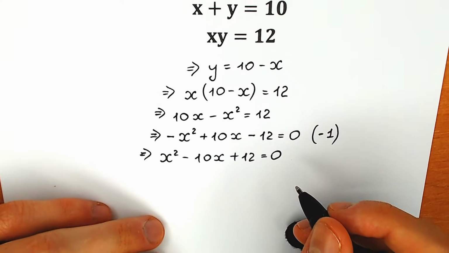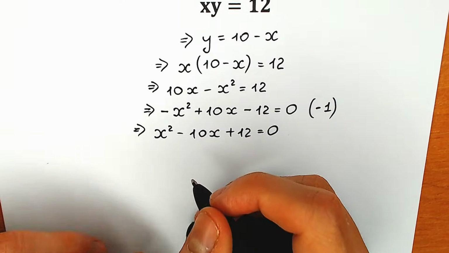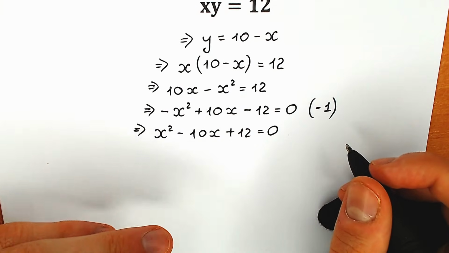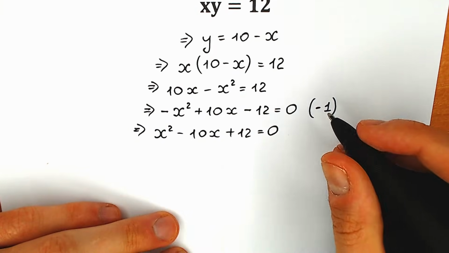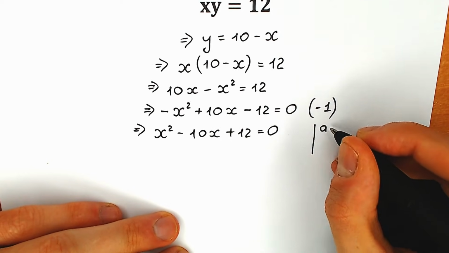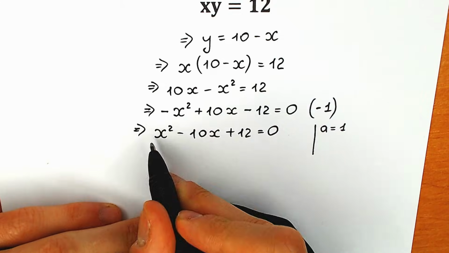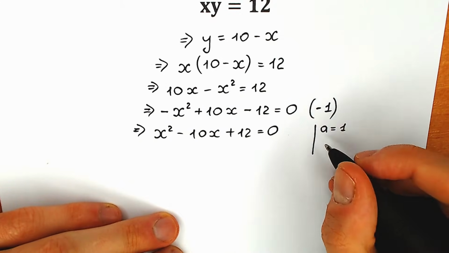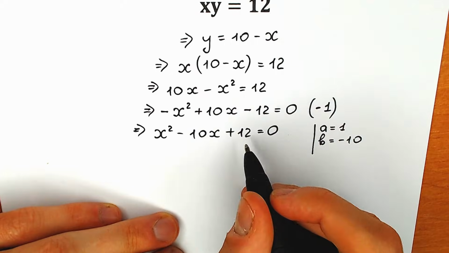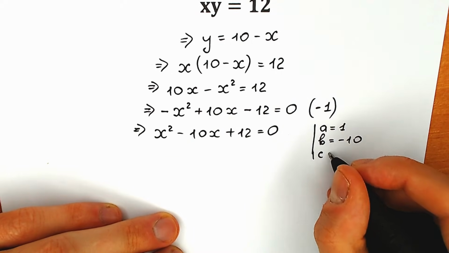So right now let's solve this quadratic equation. Of course, this is up to you. You can solve this instantly, but maybe a lot of students watch this video. So I'm going to solve it with the basic method of coefficients. So a equal to 1, the first coefficient. The second coefficient equal to minus 10, so b equal to minus 10. And c equal to 12.